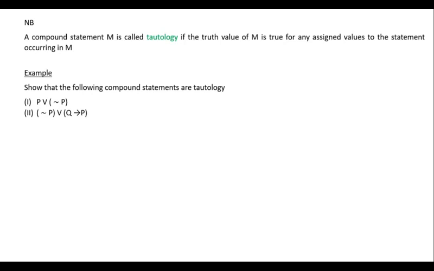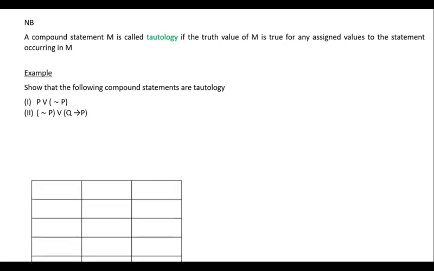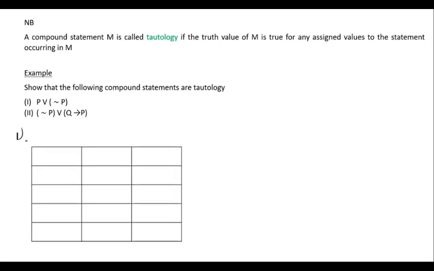So let's look at an example. Example number 1. Show that the following compound statements are tautologies. (i) P or negation of P. (ii) Negation of P or Q implies P. So let's go ahead and solve the first one, P or negation of P. We have P, we have negation of P in the table, then we have the two of them as the compound statement, P or negation of P.